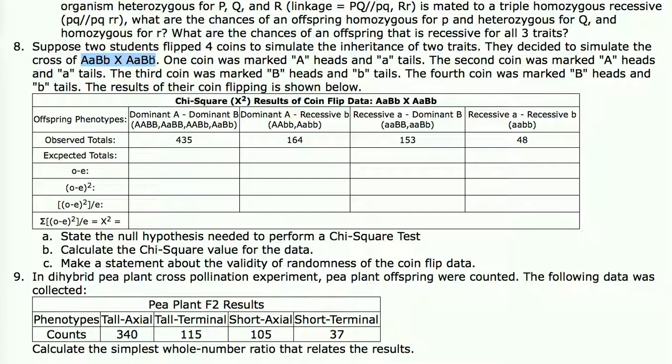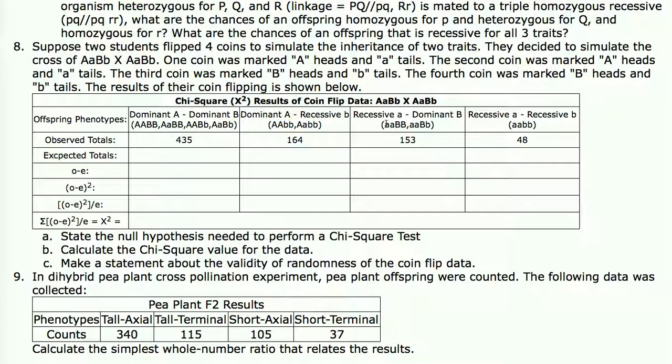Now, they flipped them, and their coin toss results are here. They had 435 cases of either of these 4 possibilities. They either had all capital letters, or almost all capital letters except for a little a, or almost all capital letters except for a little b, or a capital A and a capital B plus a little a and a little b. Now, they had 164 times they had 2 capital A's and 2 little b's, or capital A, little b, little b.